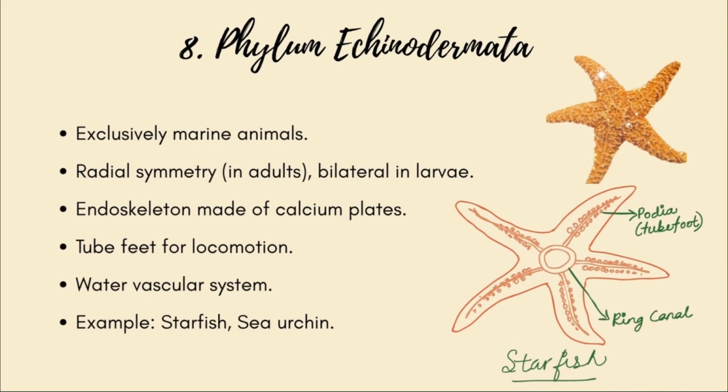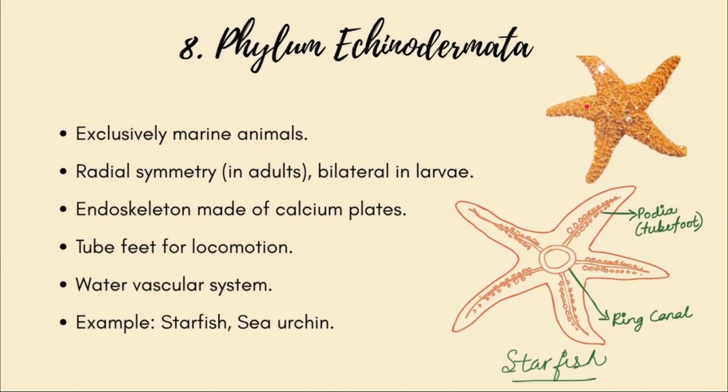Echinoderms are marine animals with spiny skins and a unique water vascular system that helps in movement and feeding. They have an internal skeleton made up of calcium plates and show radial symmetry as adults. Starfish and sea urchins are common examples.